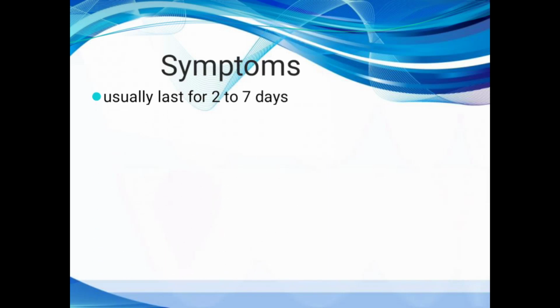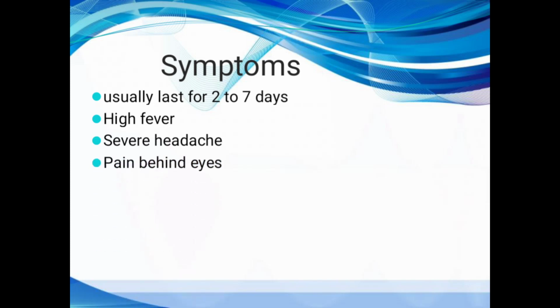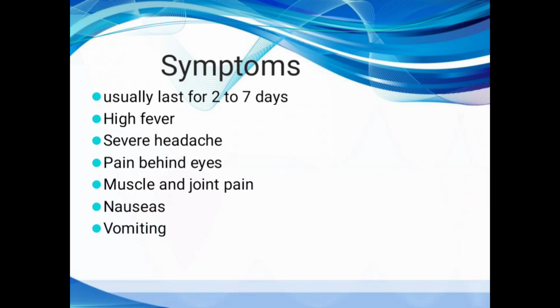Symptoms. Most people who get infection won't have symptoms, but for those that do, they are the following. They usually last for 2 to 7 days: high fever, severe headache, pain behind eyes, muscle and joint pain, nausea, vomiting, rash, swollen glands.